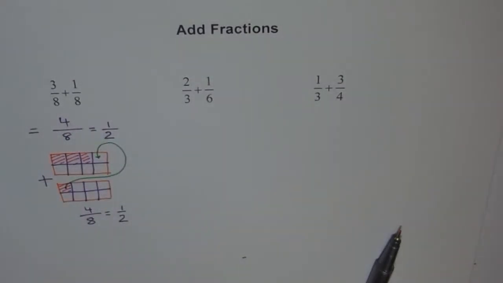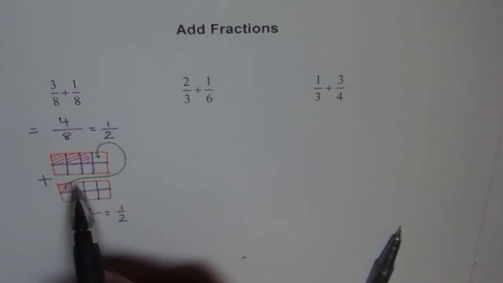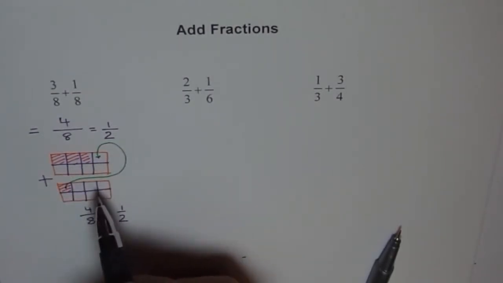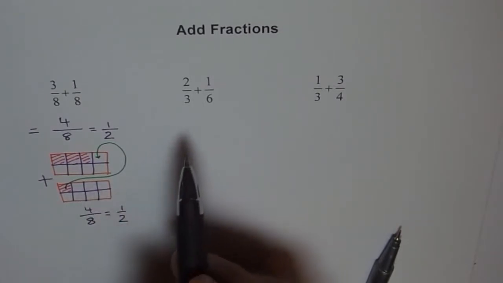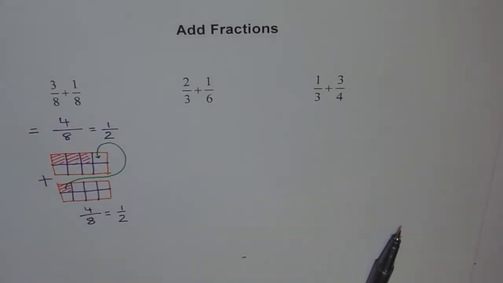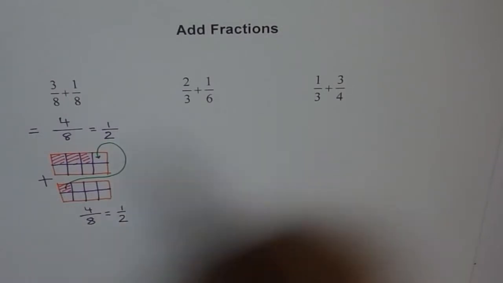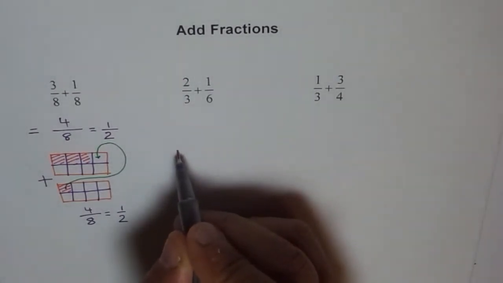I hope you understand. And this diagram makes it clear and gives you a concept of why and how you get this result, okay? Let's try to do the next one. Next one is 2 out of 3 and 1 out of 6. This is to be added. So let's try to sketch it first. So we'll again make two different blocks.